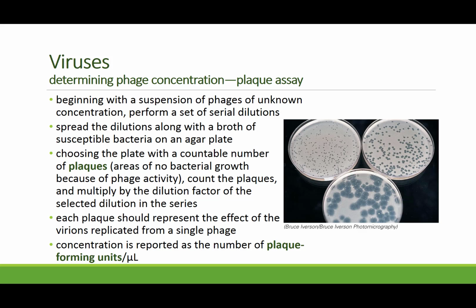You would select the plates with a countable number of plaques, count those plaques, and multiply by the dilution factor in the dilution series. If you have done a good dilution, then each plaque would represent just one virion, one virus particle, and its replication, killing off the bacteria in that area of dead zone. So it's the dead zone that you count as a plaque, and that dead zone should correspond, if you've done your dilution series well, to just one virus particle. And then you report the information as the number of plaque-forming units.